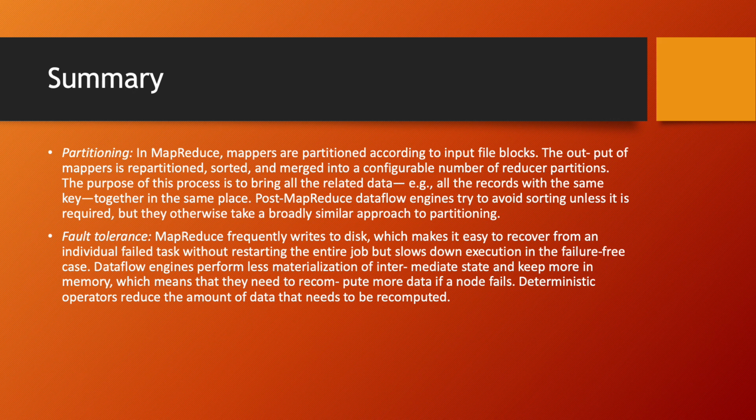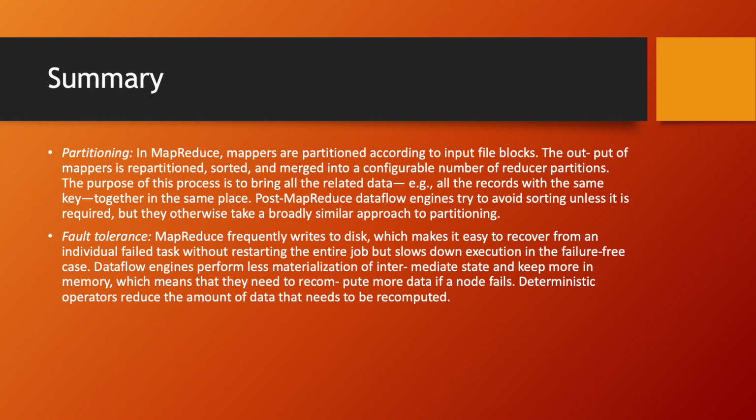The two main problems that distributed batch processing frameworks need to solve are, first, partitioning. In MapReduce, mappers are partitioned according to the input file blocks. The output of mappers is repartitioned, sorted, and merged into a configurable number of reducer partitions. The purpose of this process is to bring all the related data, for example all the records with the same key, together in the same place. Post-MapReduce dataflow engines try to avoid sorting unless it is required, but they otherwise take a broadly similar approach to partitioning.